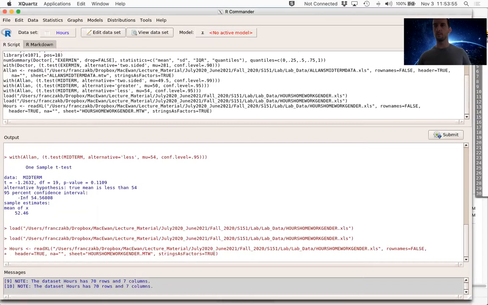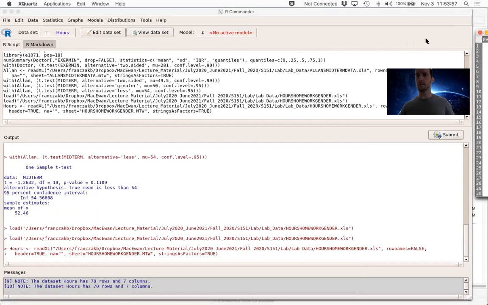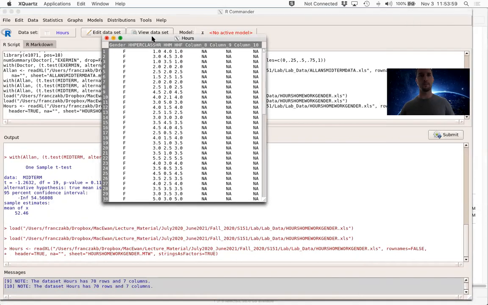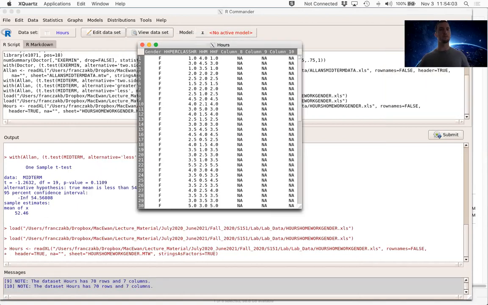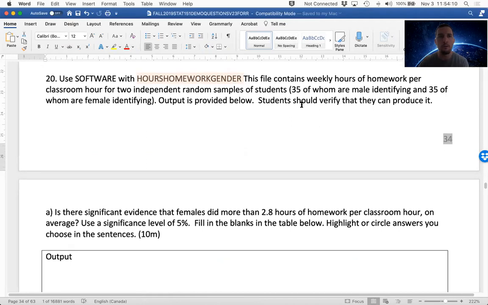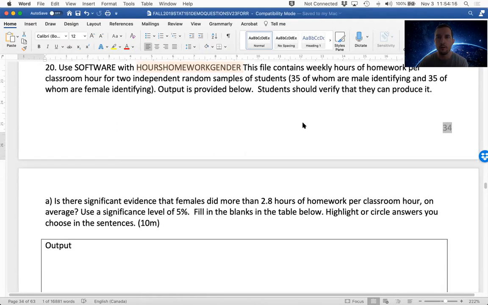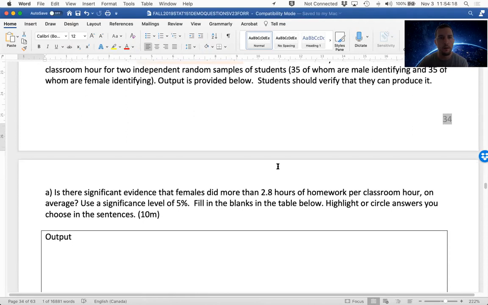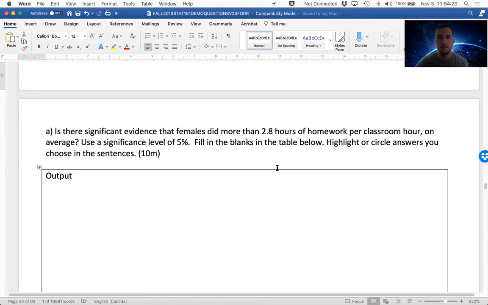All right, so here is the data set that we are now working with. So it's this hours, homework, gender. This file contains weekly hours of homework per classroom hour for 2 independent random samples of students. Output is provided below. Students should verify that they can produce it. Is there significant evidence that female did more than 2.8 hours of homework per classroom hour on average?